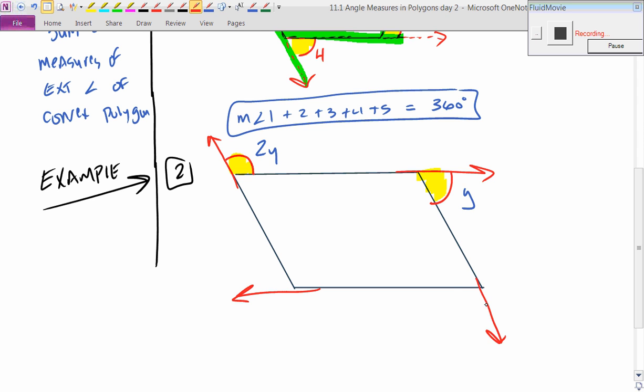We're going to go all the way around. This is going to be also 2y. And this is also going to be y. So I have 4 exterior angles here. And our goal is to figure out what y has to be in order to make this work.